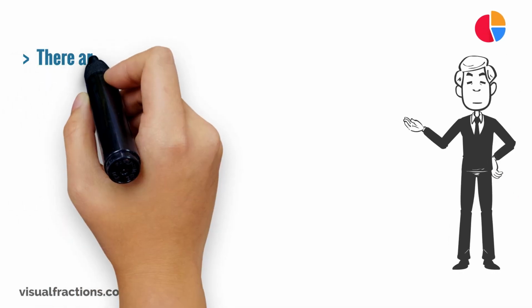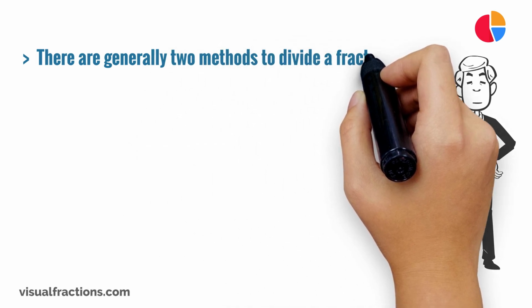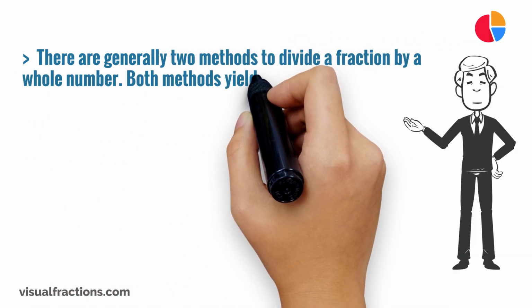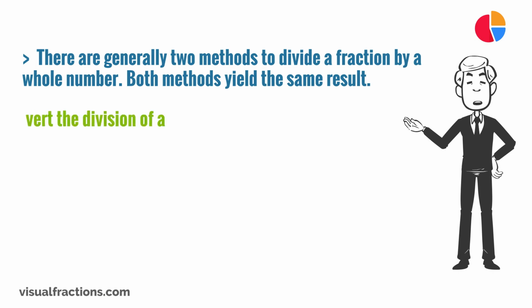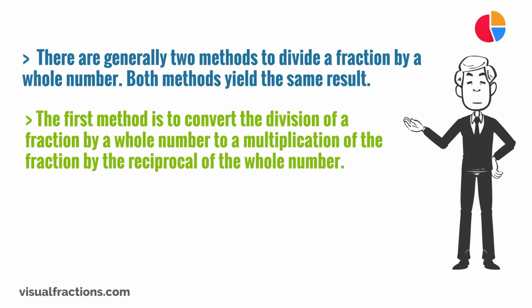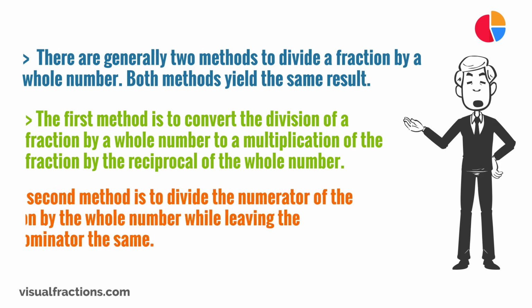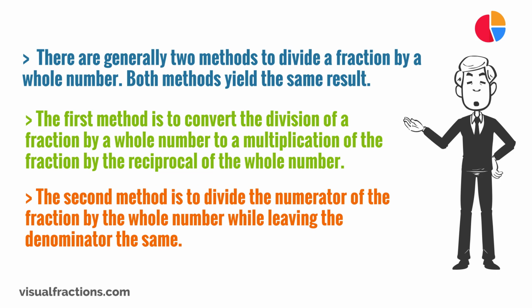There are generally two methods to divide a fraction by a whole number. Both methods yield the same result. The first method is to convert the division of a fraction by a whole number to a multiplication of the fraction by the reciprocal of the whole number. The second method is to divide the numerator of the fraction by the whole number while leaving the denominator the same.